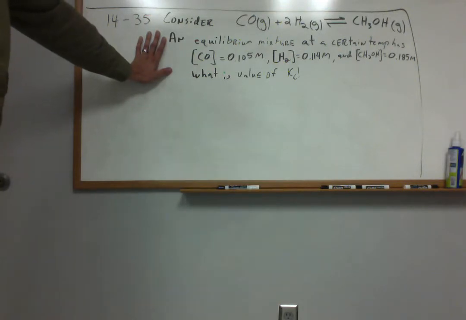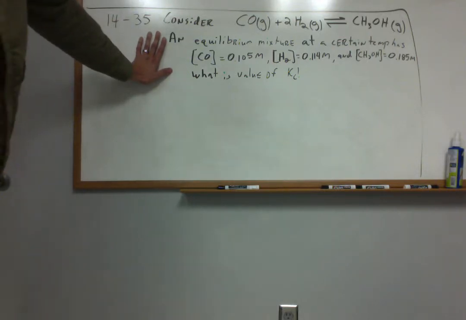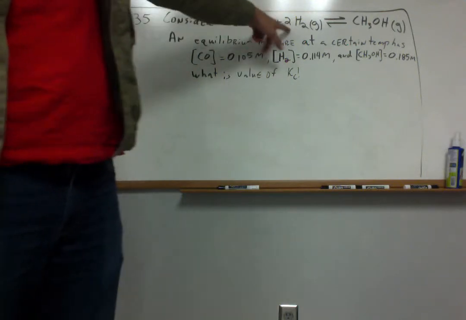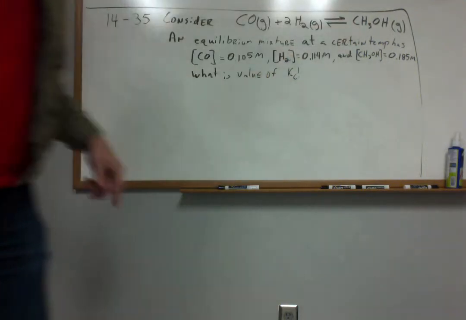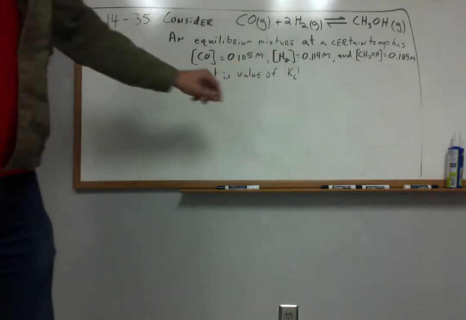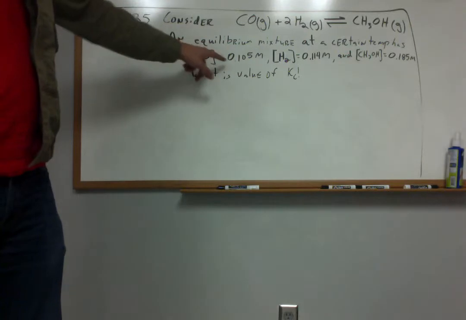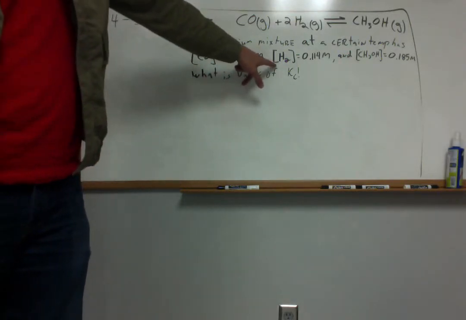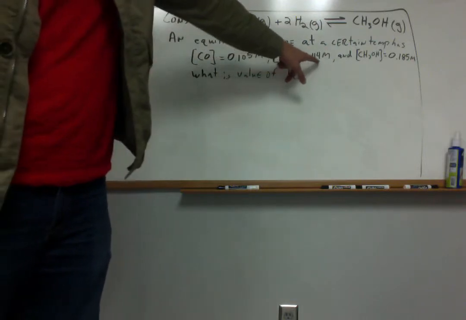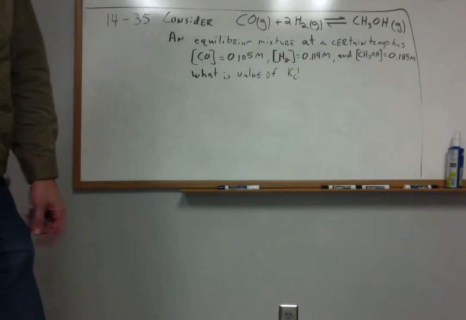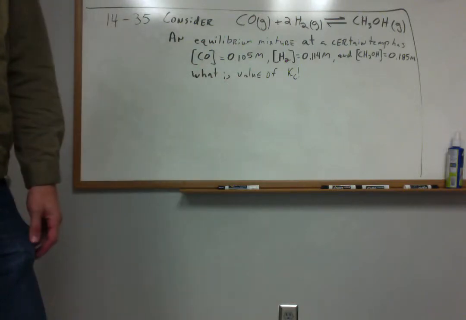It's formatted almost the same, and the reaction and the numbers might be different, but the problem itself is very similar. It asks us to consider the reaction between carbon monoxide and hydrogen to make methanol. The problem states that an equilibrium mixture at a certain temperature has a carbon monoxide molarity of 0.105 moles per liter, an H2 molarity of 0.114 moles per liter, and methanol at 0.185 moles per liter. We're asked to compute the value of Kc.